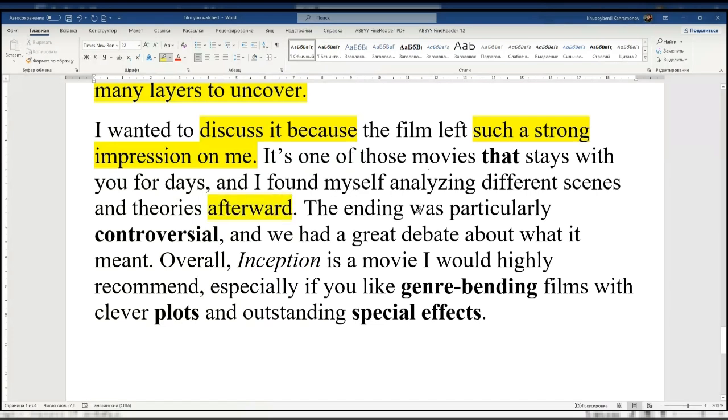The ending was particularly controversial, right? Which means the ending was too debatable for us, argumentative, and we had a great debate about what it meant.